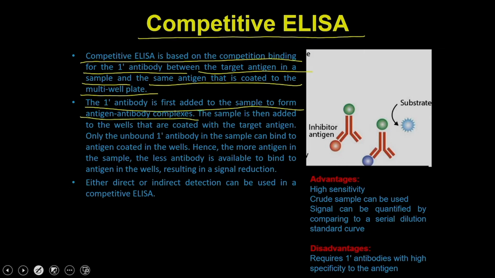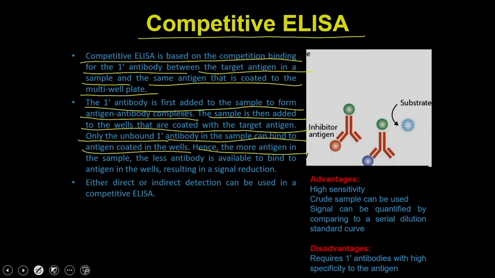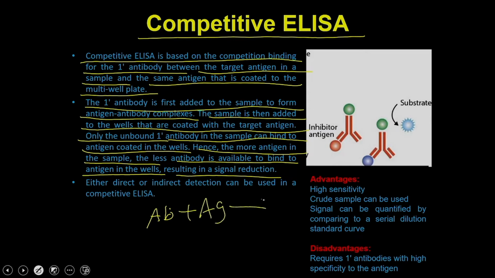The sample is then added to the wells that are coated with the target antigen. Only the unbound primary antibody in the sample can bind to the antigen coated in the well. Hence, the more antigen in the sample, the less antibody is available to bind the antigen in the well, resulting in a signal reduction.